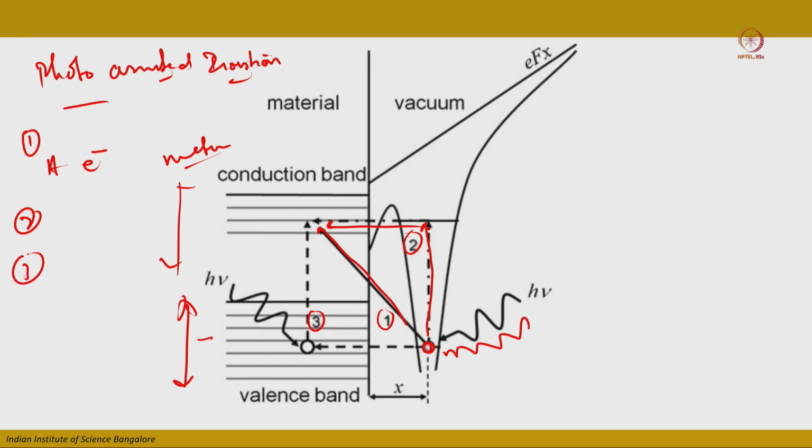The third involves the absorption of photons by the electron in the material. That will create holes in the valence band by the release of electrons to the conduction band. Then the electron from the adsorbed atom can tunnel into this particular hole in the valence band. So these are the three phenomena which can describe the photo assisted ionization.